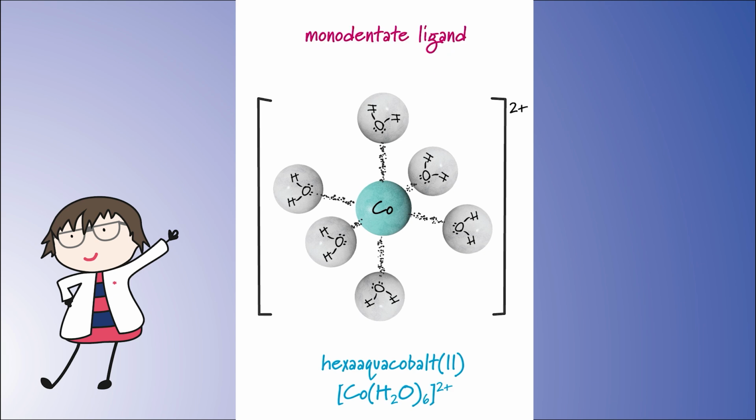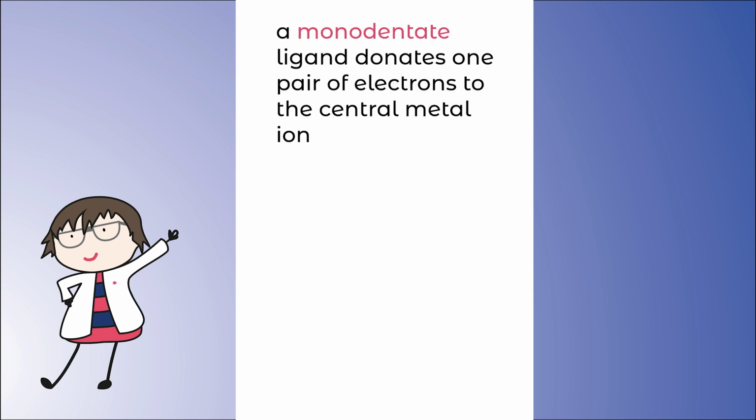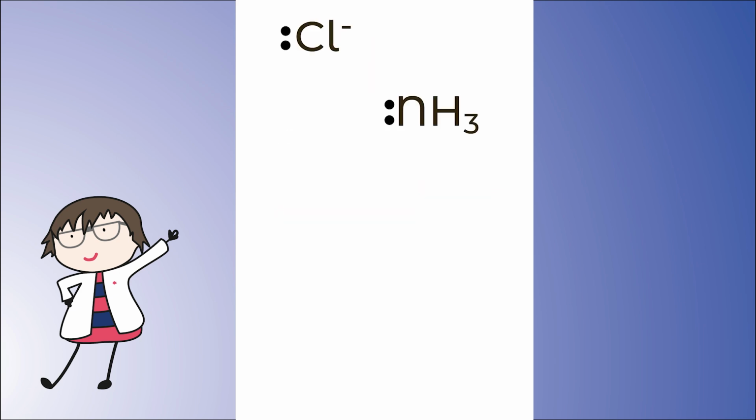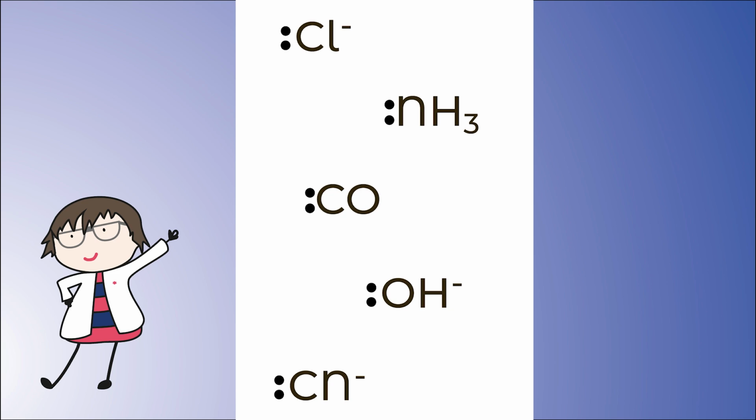The 6 coordinating water molecules are behaving as ligands. Water is an example of a monodentate ligand, with each ligand making one dative covalent coordinate bond to the cobalt. Ligands can be negatively charged ions or neutral molecules, but they all have lone pairs of electrons which they're free to donate.